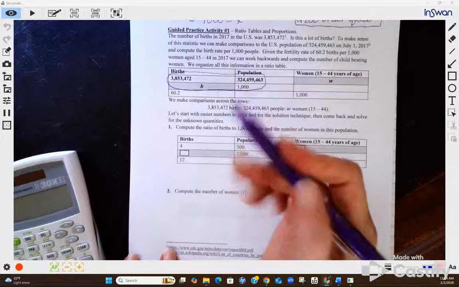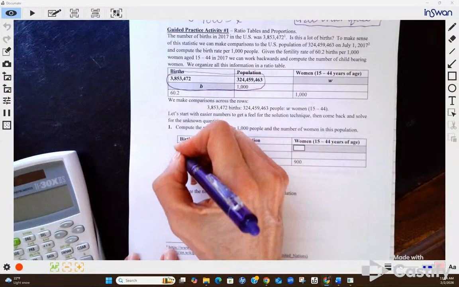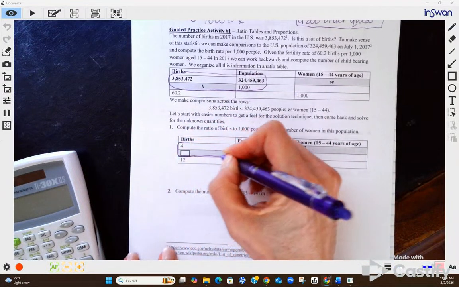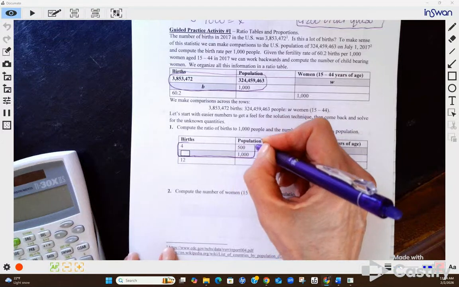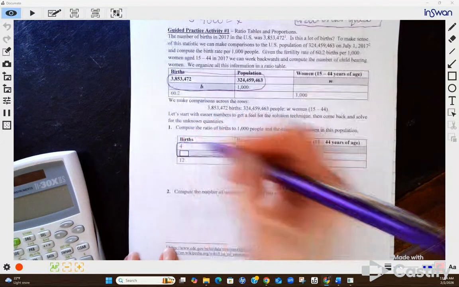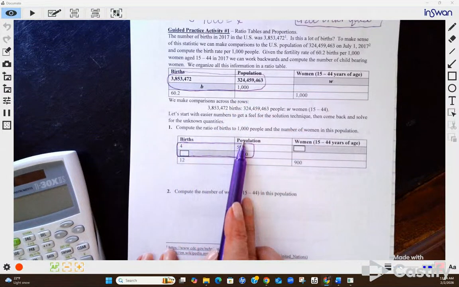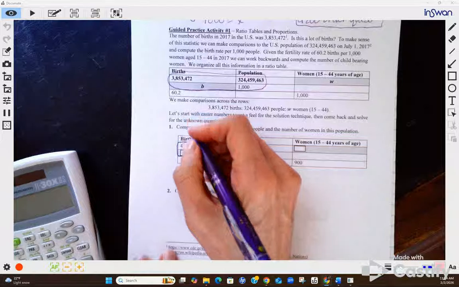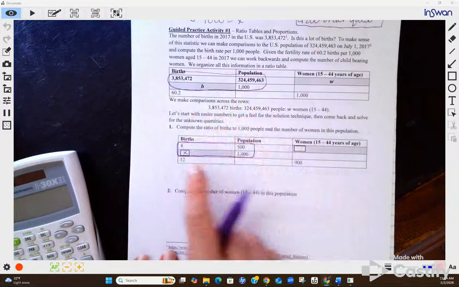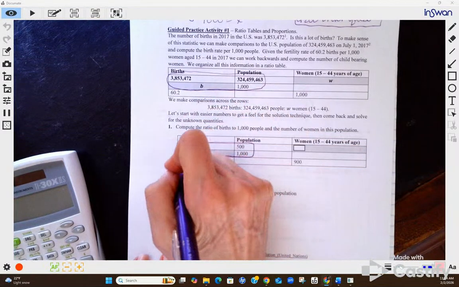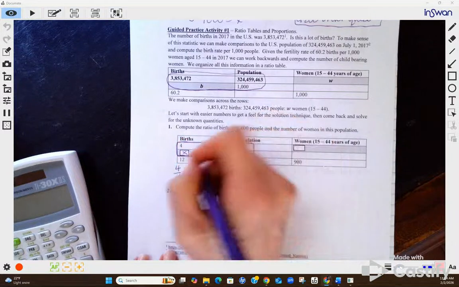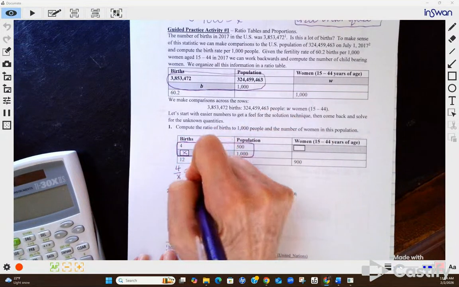Okay, so again, you want everything to line up. So 4 and this box line up, the box and 1,000 lines up, 1,000 and 500 line up, and 4 and 500 line up. So you can either do 4 is to 500 over, we'll call this x, over 1,000, or you can do 4 over x equals 500 over 1,000.